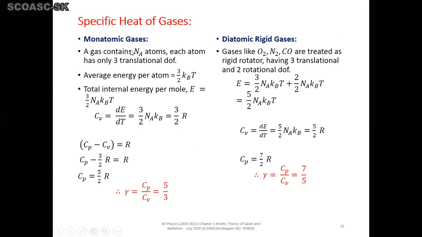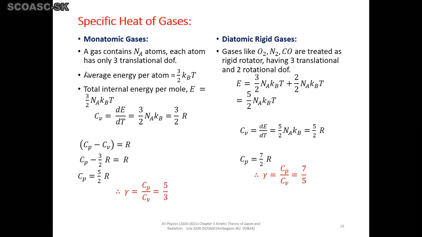Now, if I'm talking about a monoatomic gas, a gas contains, let me say, Avogadro's number of atoms, and each atom has only 3 translational degrees of freedom. And now here I have to remember Mayer's relation as well. What is Mayer's relation? Cp minus Cv is equal to R.